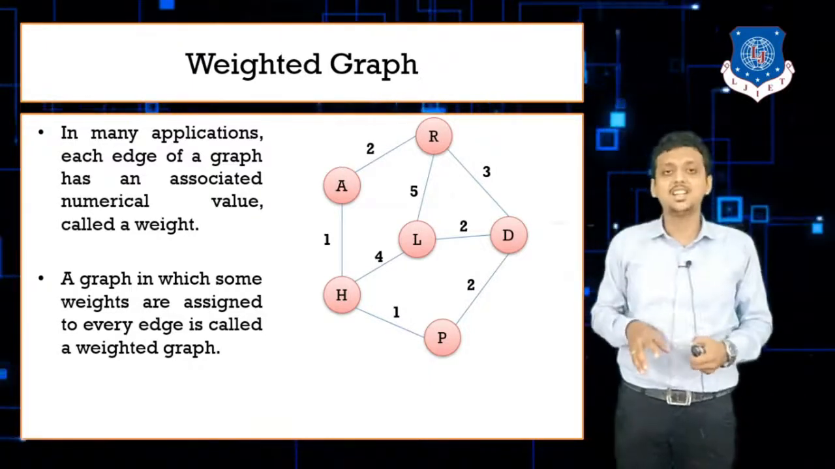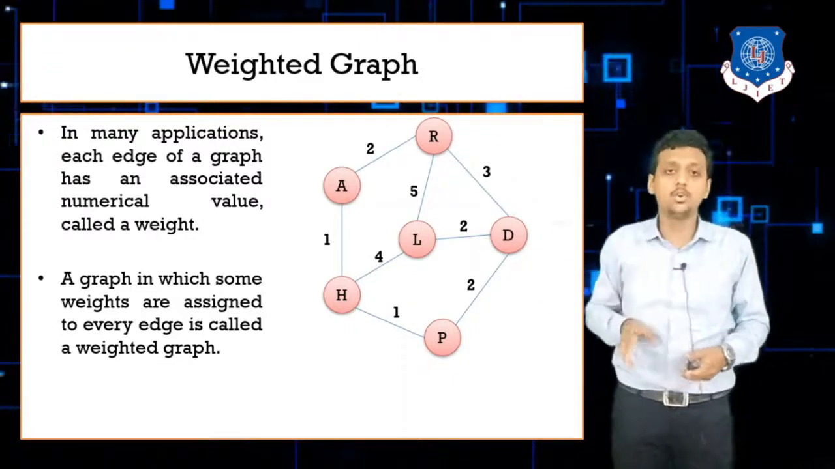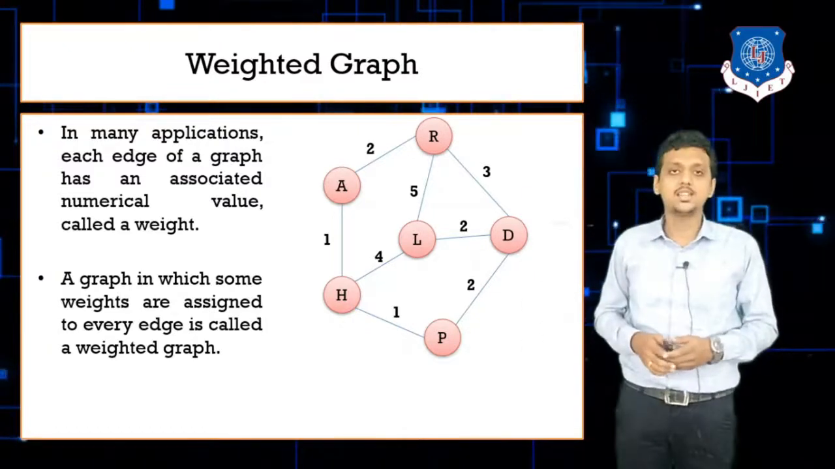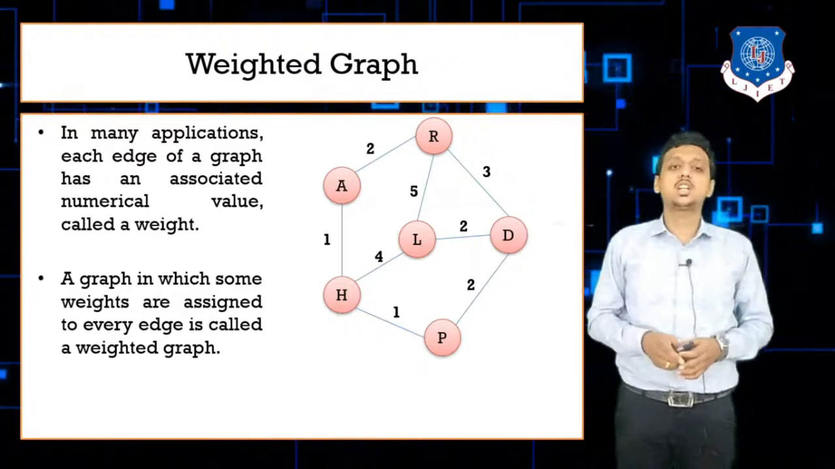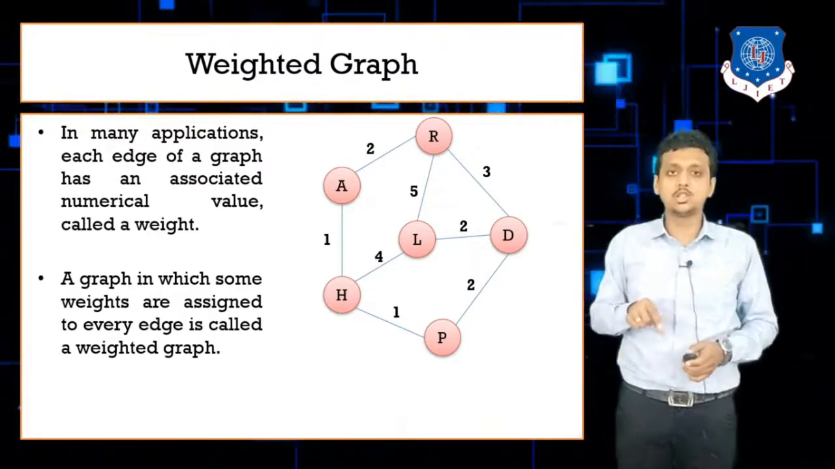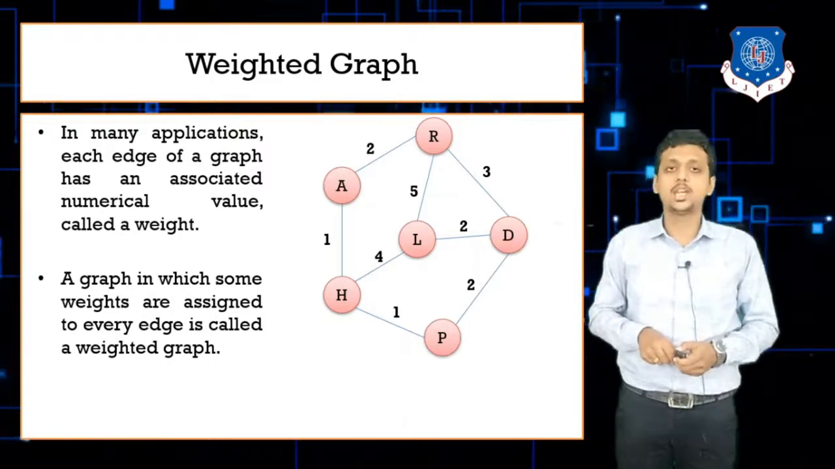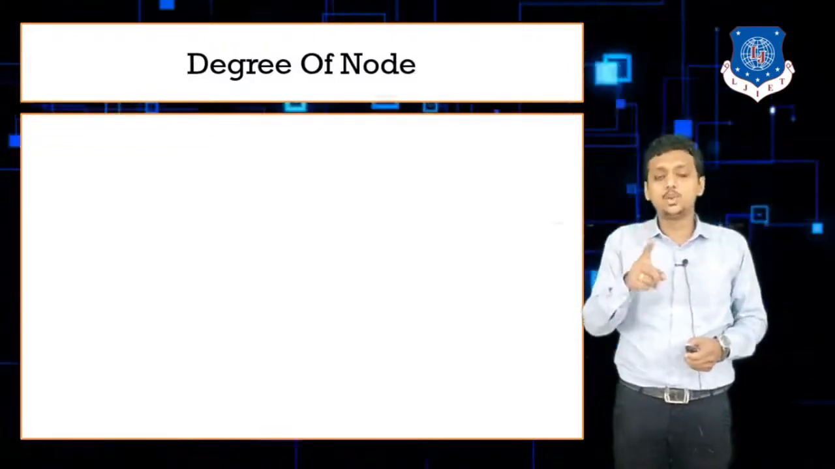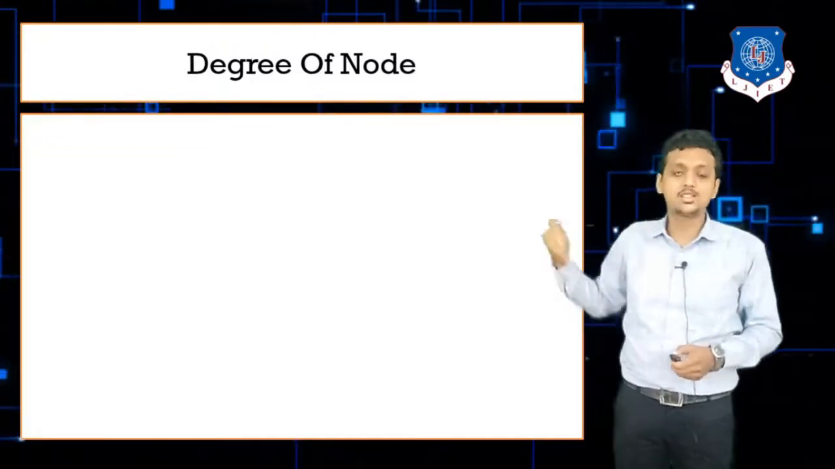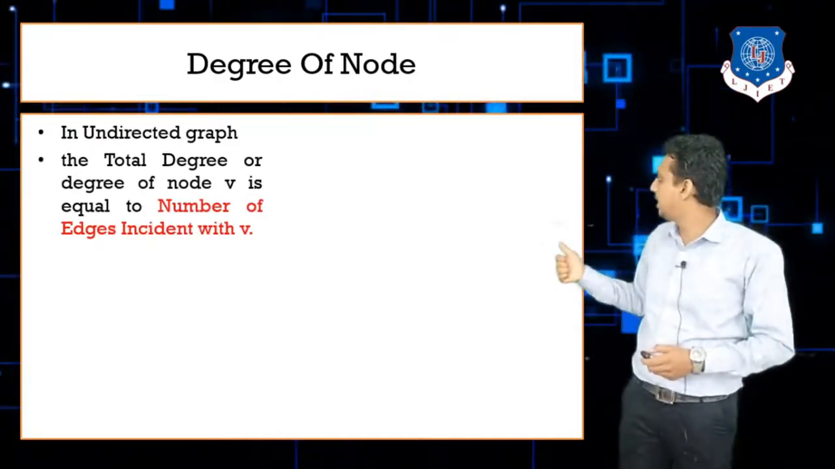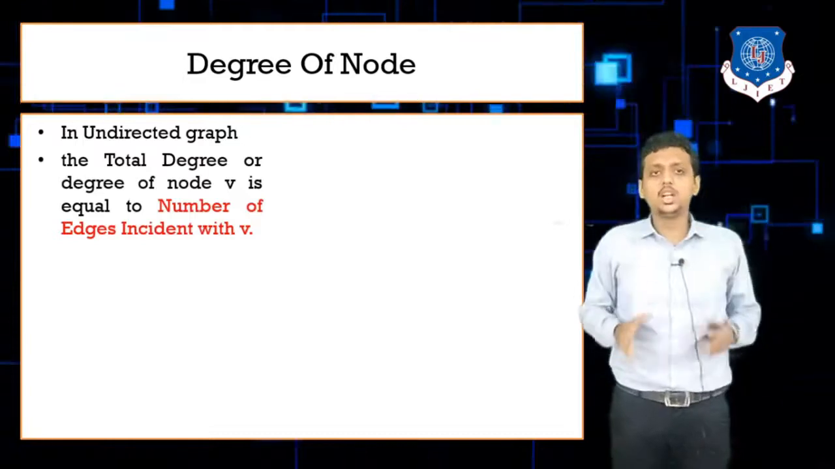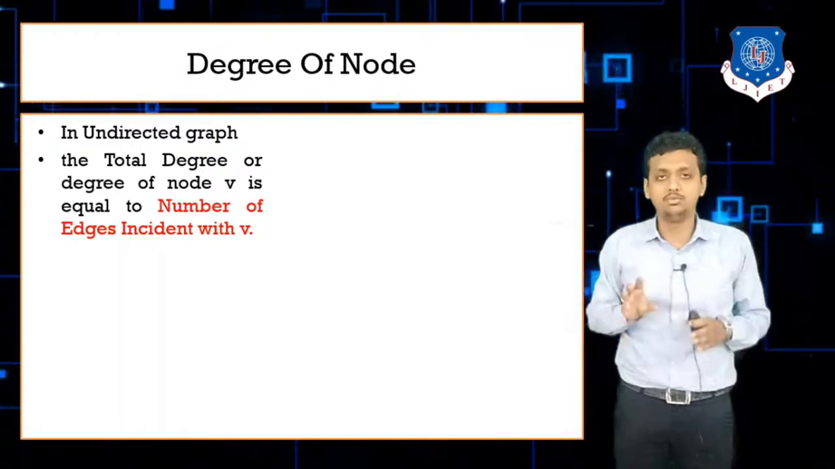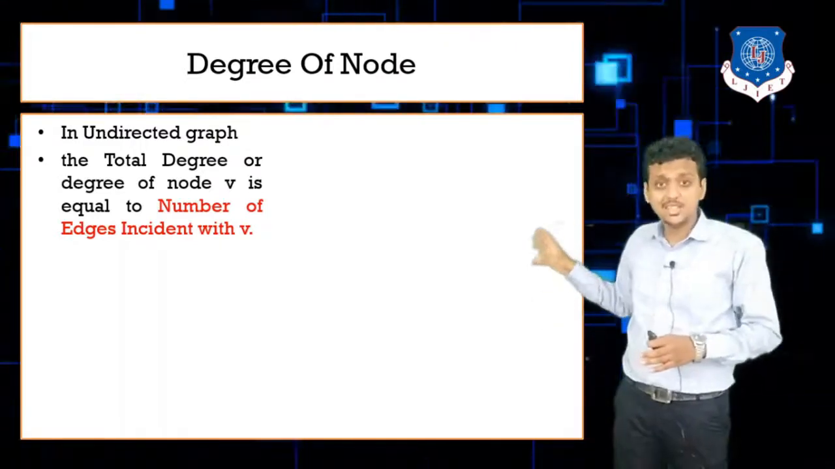So now you can easily understand how weights are very important for us in real-time applications of graphs. Such graphs are known as weighted graphs, where each and every edge contains some numerical value. That numerical value is known as the weight of that particular edge. Next we have degree of a node. We usually talk about the number of children in a tree, but it's not like that here. In an undirected graph, the degree of a node or vertex V is equal to the number of edges incident with V.